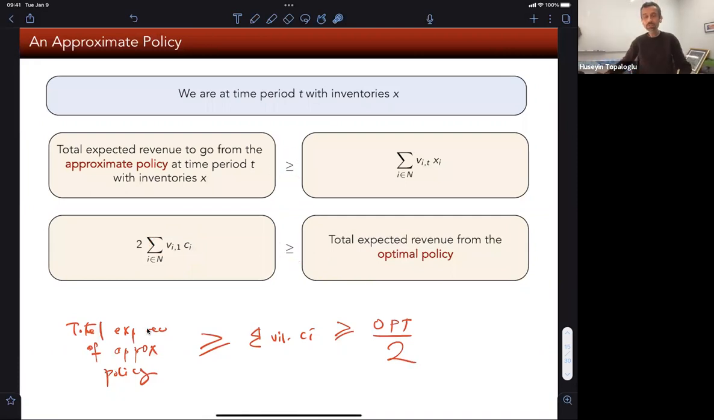Okay, so let me take a pause here. Any questions about these two inequalities? Any questions about where we're headed in order to get the proof that our approximate policy is giving us half of the optimal total expected revenue? Any questions?